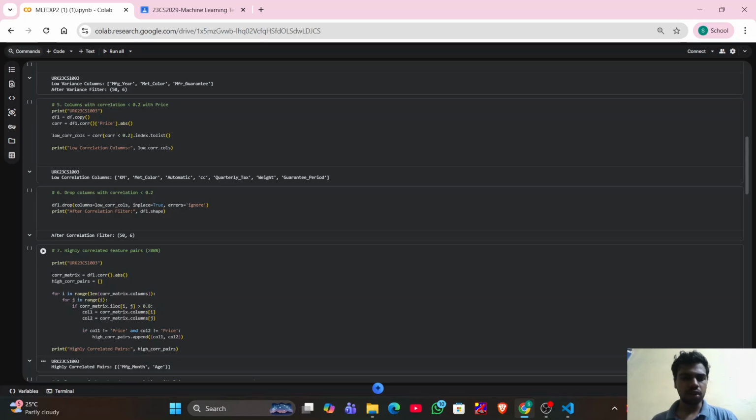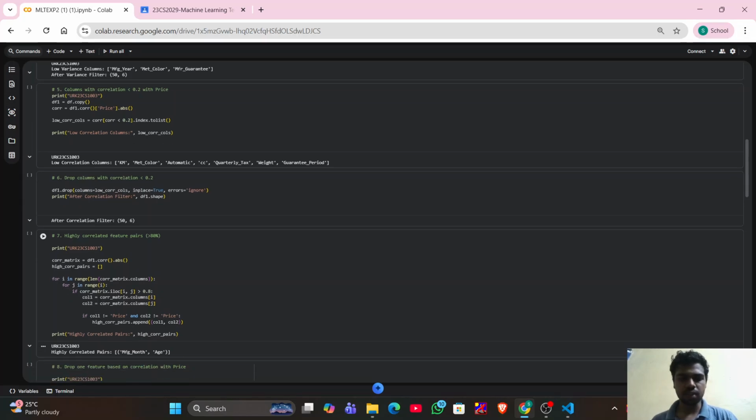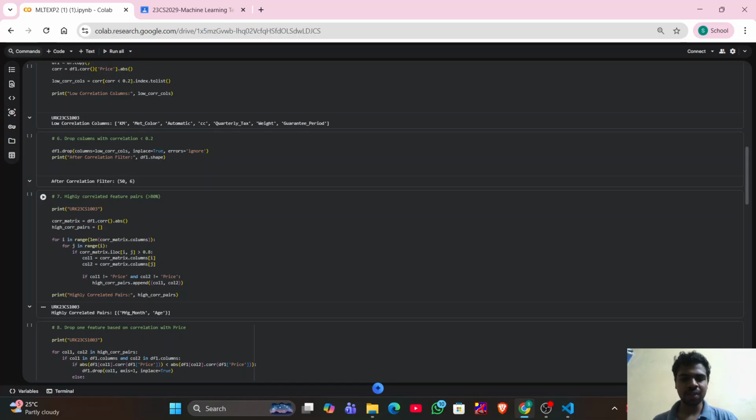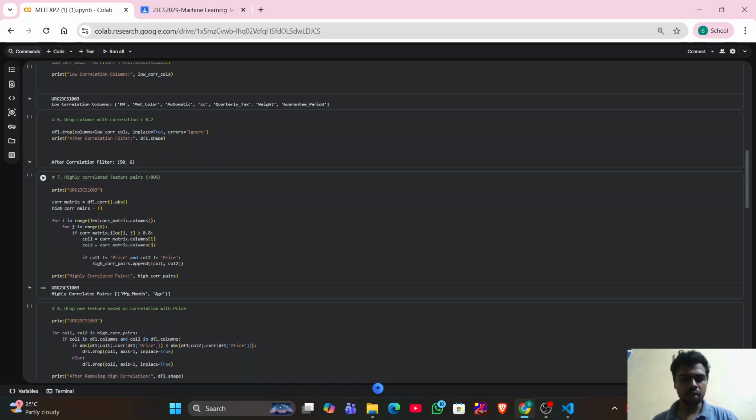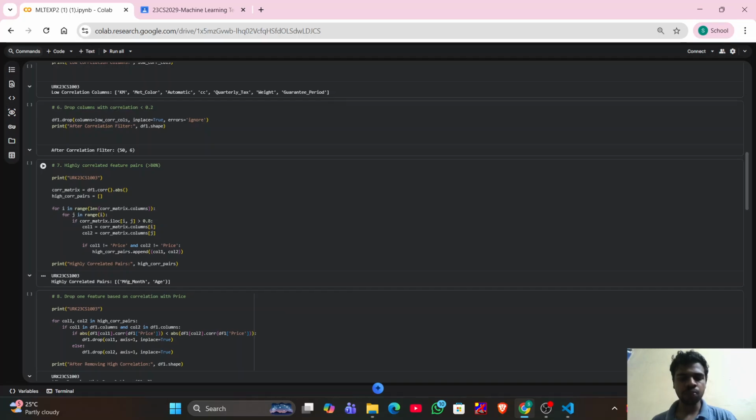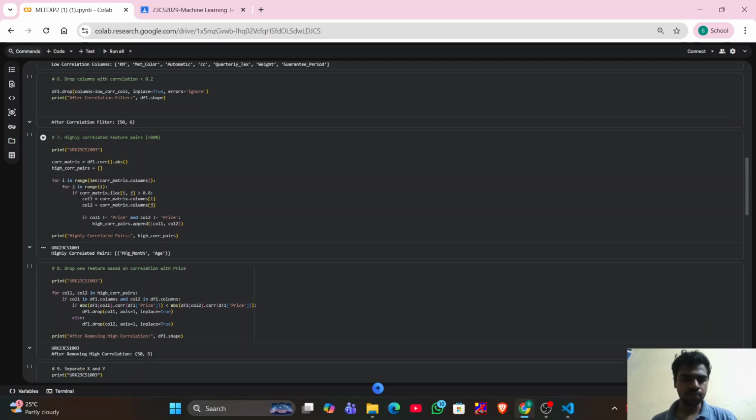Question 7, we are finding highly correlated feature pairs, which is greater than 80%. So we are computing the correlation matrix. If the correlation is greater than 0.8, then two features are strongly correlated. This causes multicollinearity and redundant information. We store these feature pairs excluding price.